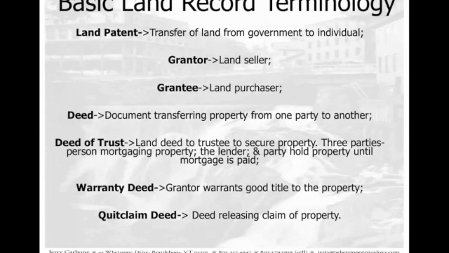A deed of trust, which is a deed to the trustee to secure the properties, usually made up of three parties. The person mortgaging, the lender, and the party that holds the property until the mortgage is paid. We've all had experience with that. Warranty deed, the grantor warrants the good title of the property, and a quitclaim deed, which is a deed that releases the claim of the property.